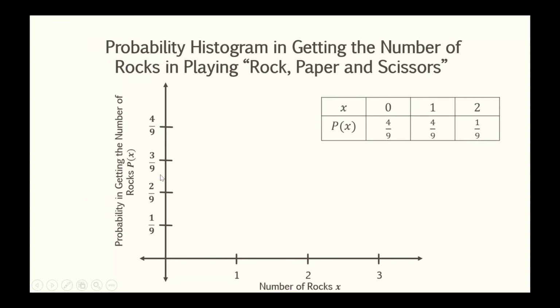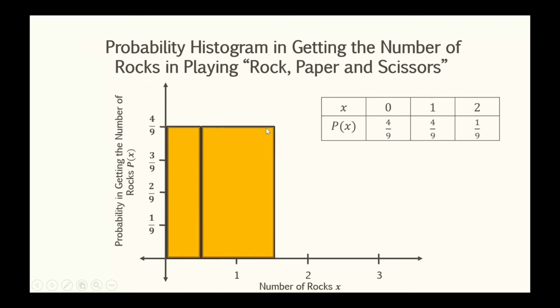The probability pertains to the height of the variable x. So, if we have 0, you're going to start from the y-axis or the vertical line up to the midpoint of 0 and 1. The height of the bar is 4 over 9. Next, if x is equal to 1, its probability is 4 over 9. The height of that is 4 over 9. And then you're going to start from the midpoint of 0 and 1 up to the midpoint of 1 and 2. That's how you draw a histogram.